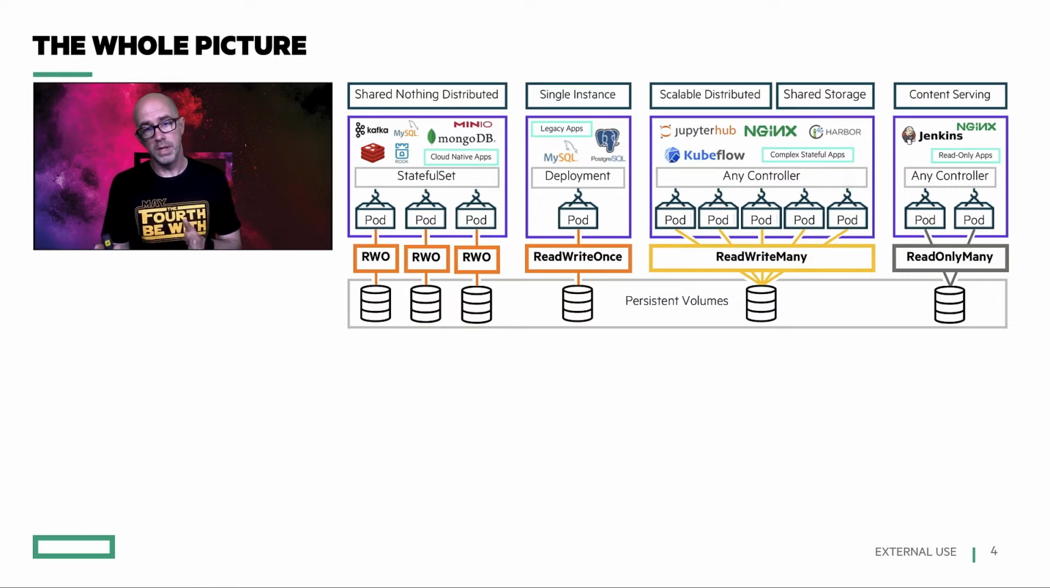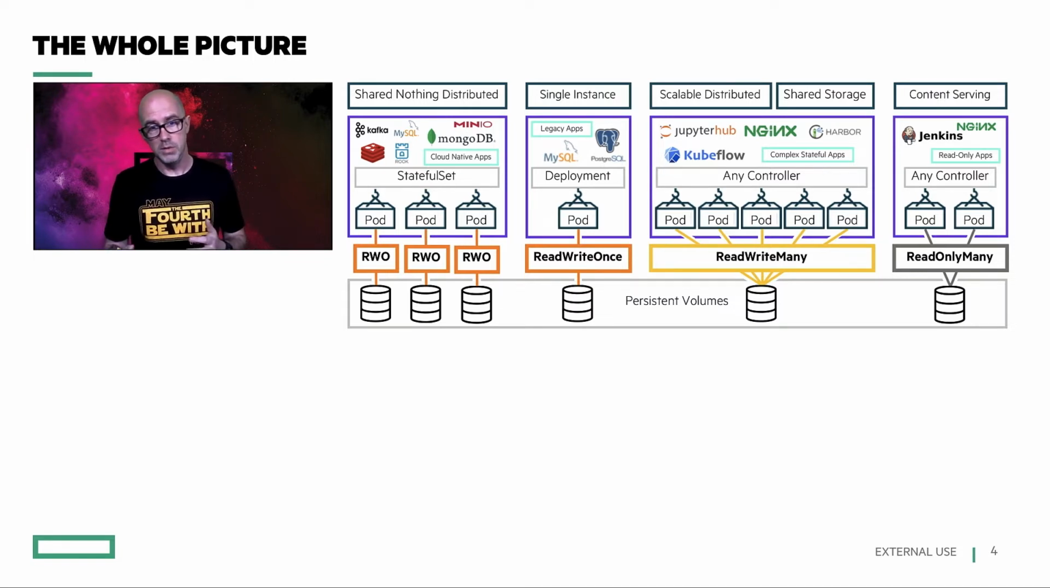On the furthest to the right here, we have read-only many, and that's essentially just providing file access, very similar to read-write-many in a read-only kind of fashion, right? And these apps are optimized for certain architectures, like shared nothing distributed. If you would deploy Kafka or MySQL or MongoDB, you would normally have a local read-write once volume for each of the replicas that you run in that stateful set.